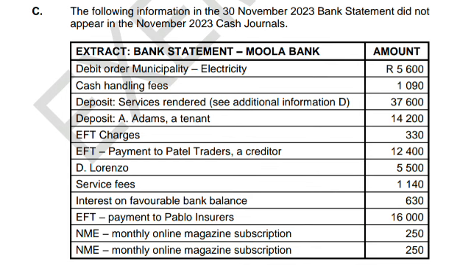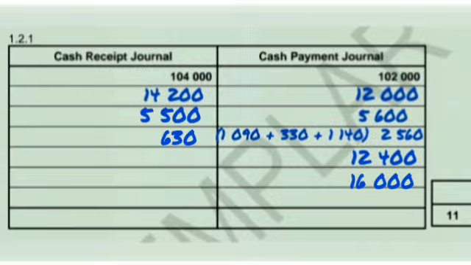The next one, we have NME monthly online magazine. No, sorry, we have the EFT payment to Pablo Insurance. So we were paying for insurance. Since we are paying for insurance with an EFT of 16,000 rands, that's a payment. So it obviously is going to go into our books in the cash payment journal. Under the cash payment journal, we are going to record the 16,000. Again, this 16,000 was never recorded in the 102 that we are seeing in our provisional totals, because this amount did not appear in the cash journals. So now we are recording it in there.